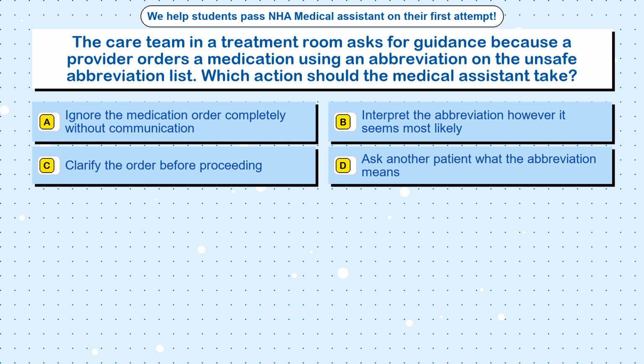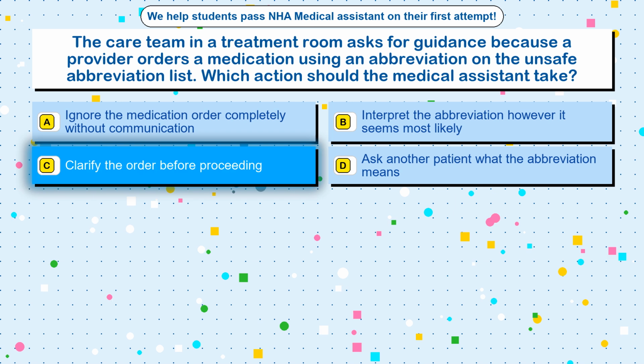Question 36. The care team in a treatment room asks for guidance because a provider orders a medication using an abbreviation on the unsafe abbreviation list. Which action should the medical assistant take? Option A, ignore the medication order completely without communication. Option B, interpret the abbreviation however it seems most likely. Option C, clarify the order before proceeding. Option D, ask another patient what the abbreviation means.